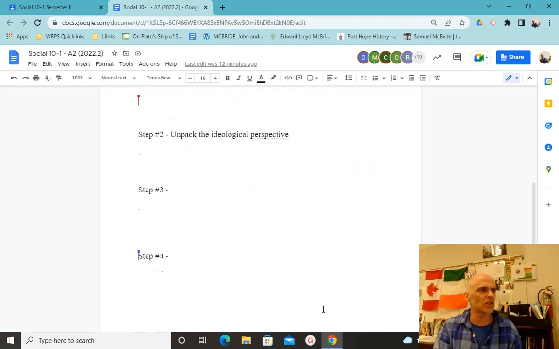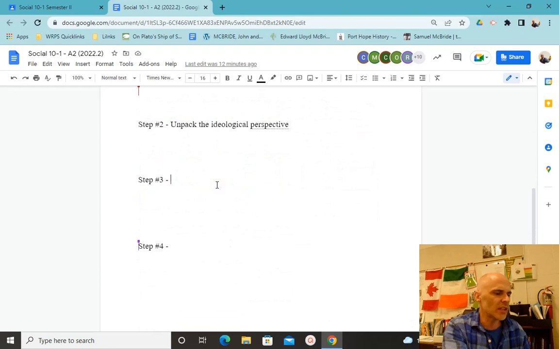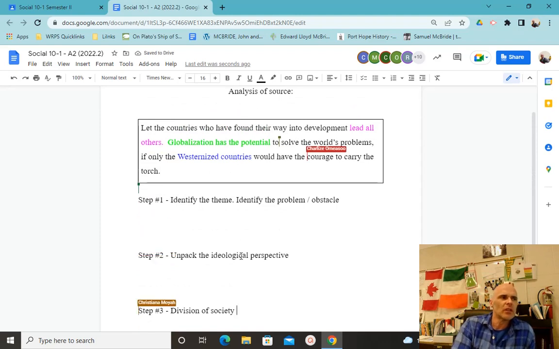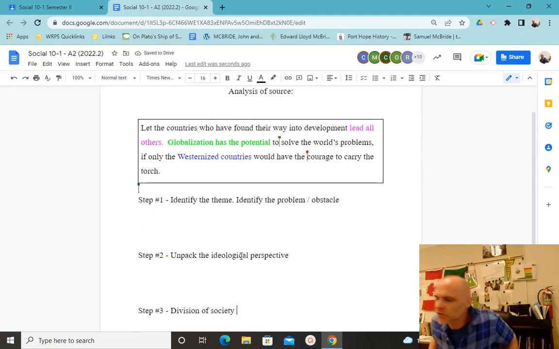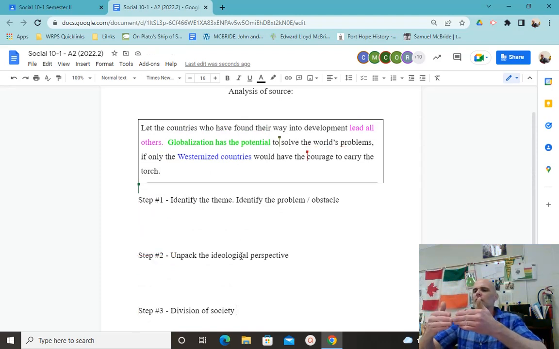So we have unpacked the ideological perspective, but we also have this idea of division of society. You know, would everybody agree with the perspective of the source? You know, what language within the source might create a point of frustration or controversy or divergence in opinion? But let's go back to what you guys had connected before. You know, if only the Western countries would have the courage to carry the torch.